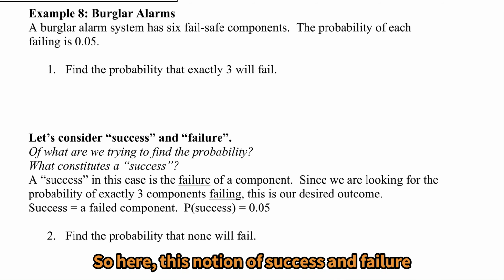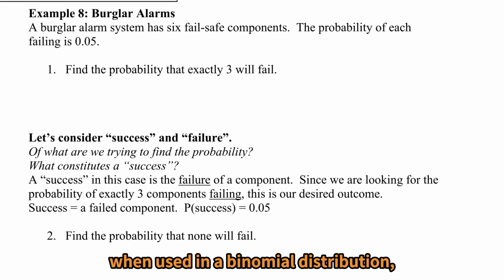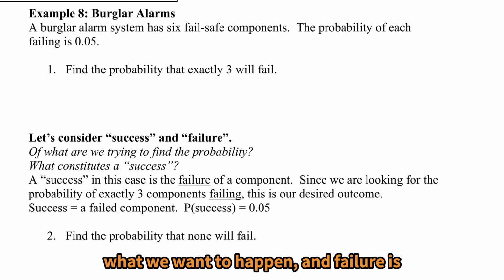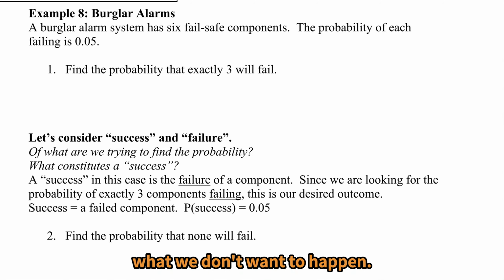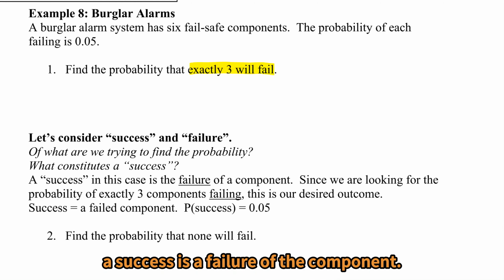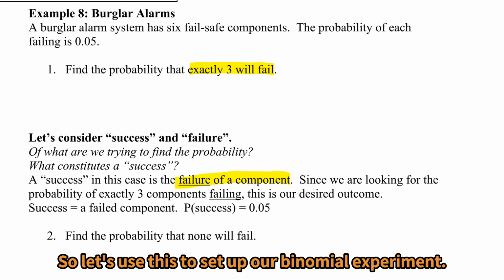So here, this notion of success and failure when used in a binomial distribution really means success is what we are desiring, what we want to happen, and failure is what we don't want to happen. Finding this probability that exactly 3 will fail, a success is a failure of the component. So let's use this to set up our binomial experiment.